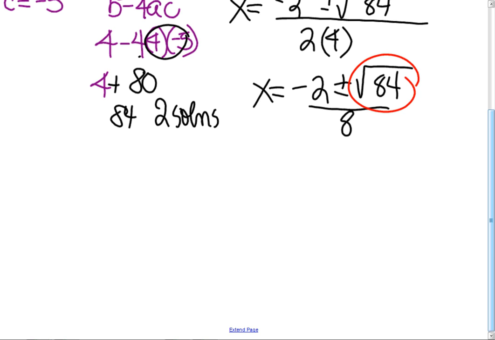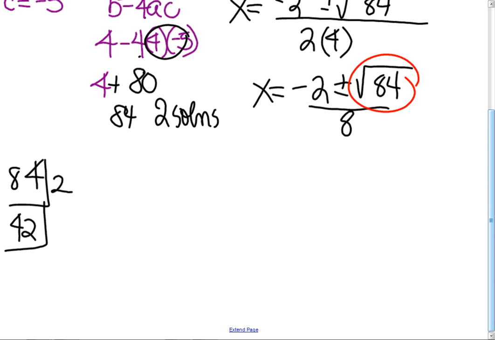84. Do you remember how to find those square roots? Prime number. Okay, Suzanne, how do I do that? How do I simplify the square root of 84? I find the first prime number that goes into 84. 2. Which is what? 42.